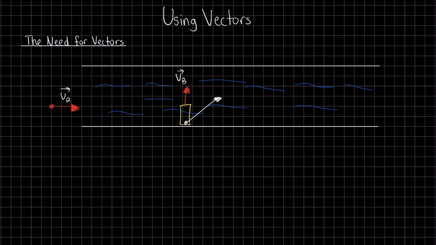How can we describe this motion in both directions at once? This is where vectors come in. Vectors help us describe movement when both direction and magnitude matter. In today's video, we'll explore how vectors work, why they're useful, and how we can combine them to analyze more complex movements, like our boat crossing the river.